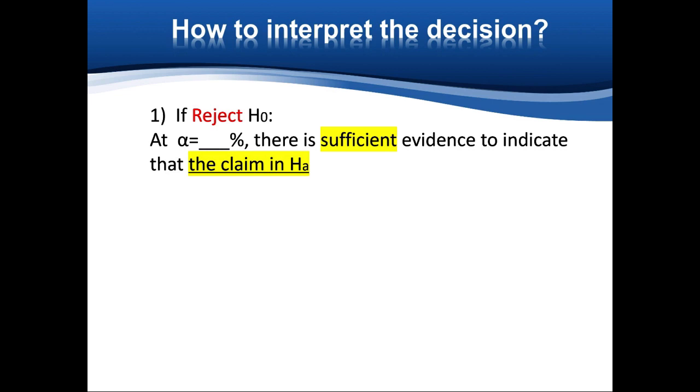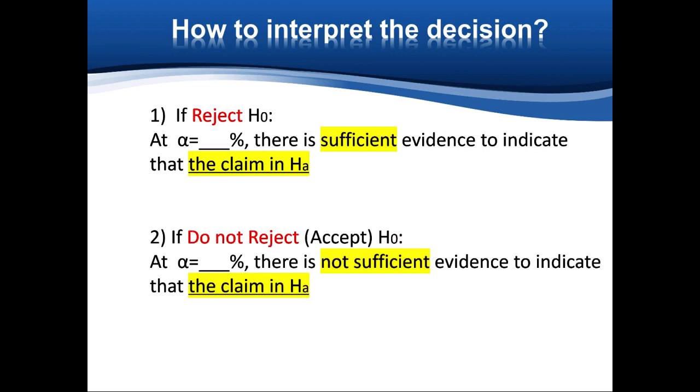If the decision is reject H0, we can say that at alpha equal to which percentage, there is sufficient evidence to indicate the claim in HA. If the decision is do not reject H0 or accept H0, we can say that at alpha equals to which percentage, there is not sufficient evidence to indicate the claim in HA.